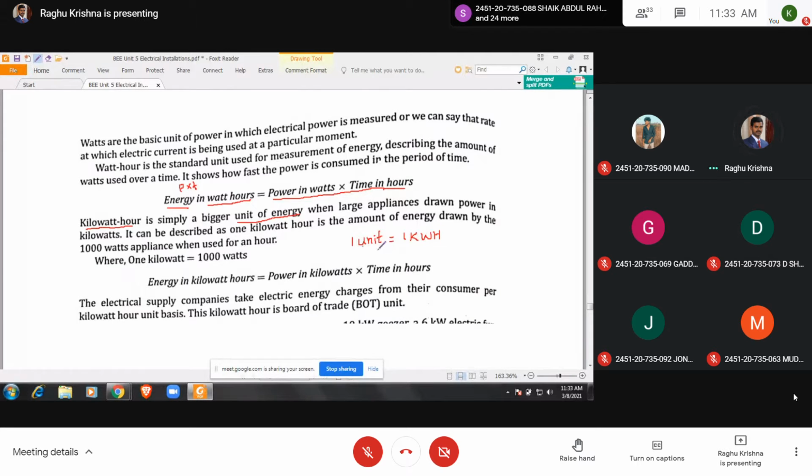So that means if you consume 1 kilowatt for 1 hour, you are going to consume 1 unit of electrical energy. It can be described as 1 kilowatt hour is the amount of energy drawn by 1000 watts.